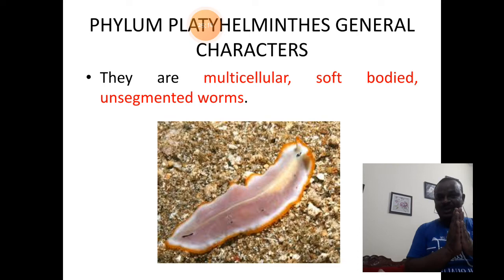Their body is dorsoventrally flattened. So dorsally and ventrally they are flattened to have a leaf-like or ribbon-like structure, a flat body. These animals are multicellular, I mean to say, they include many cells. They have a soft body. They don't have any protective structures either inside or outside to give hardness, roughness or toughness to the body. So the body is very soft, very delicate, and it is not divided into many parts, hence they are called unsegmented worms.